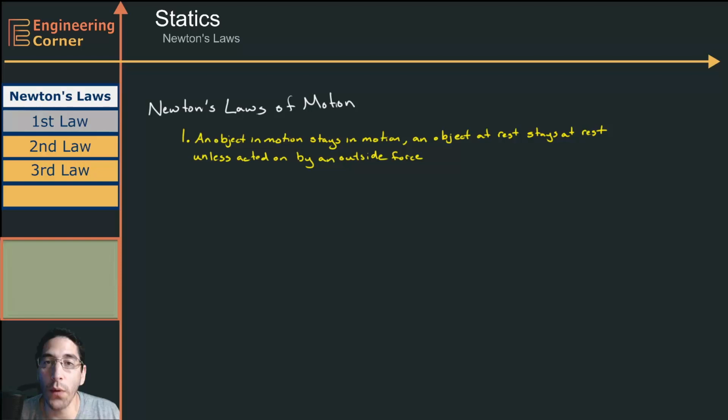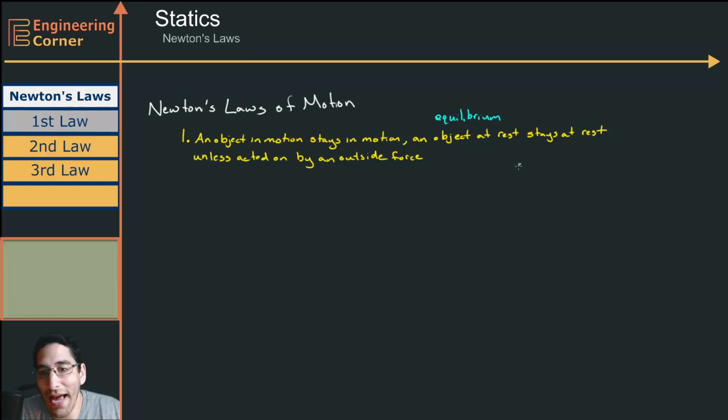Now, in statics, we're always dealing with objects that are in equilibrium. So, equilibrium means they will be at rest. They will not be moving. So we'll be focusing on an object at rest stays at rest unless acted upon by an outside force.